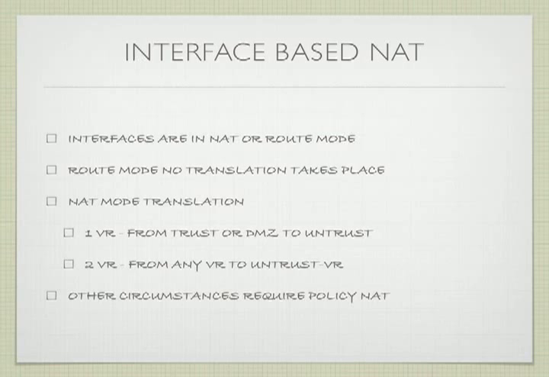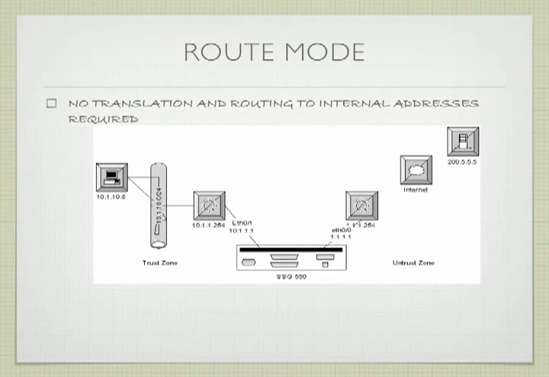You must be coming from the trust or the DMZ to the untrust, and all those zones have to be named those zones, or you have to be configured for the untrust virtual router connected to the internet and coming from another router to that. Okay, route mode will not perform any translation, and therefore you will manually configure your policy-based NATs or your other NAT methods that we'll cover in a later lesson in order to perform your address translation.